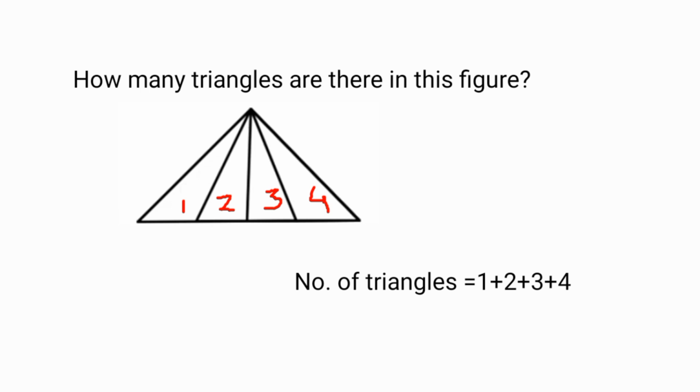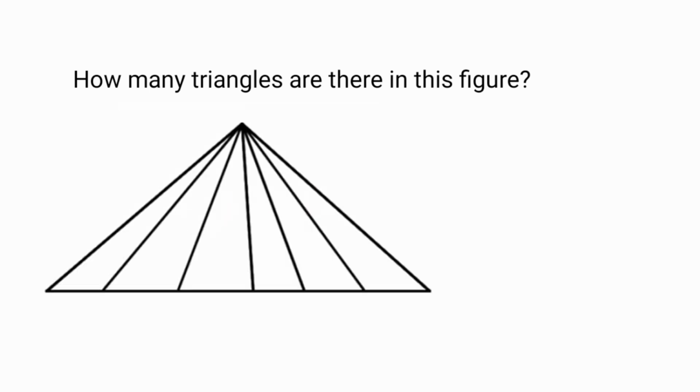That is 1 plus 2 plus 3 plus 4. That is 4 plus 3 is 7, 7 plus 2 is 9, 9 plus 1 is 10. So the answer is 10. So using the same shortcut, we can find out the number of triangles in this figure.